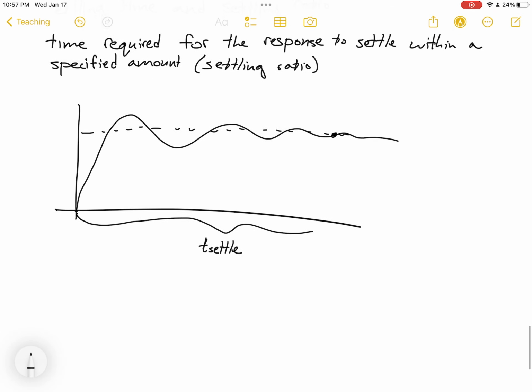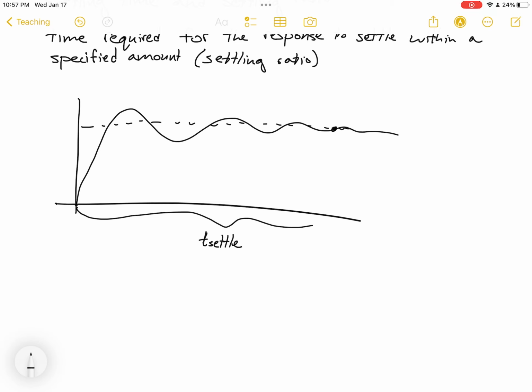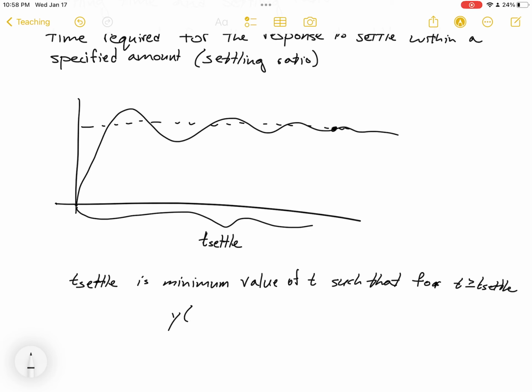And to go ahead and state it more rigorously, settling time is the minimum value of t such that for all t greater than or equal to t settle, the absolute value of y of t minus y steady state, divided by y of steady state minus y max, is less than or equal to the settling ratio.